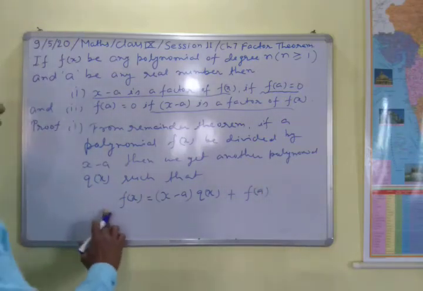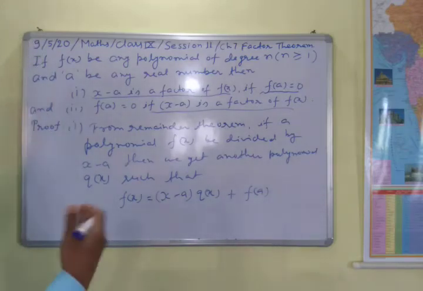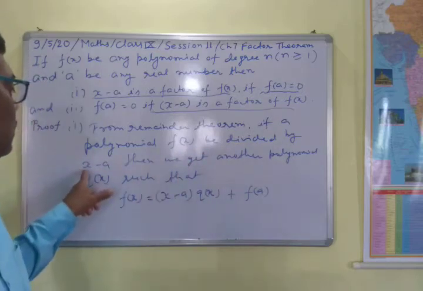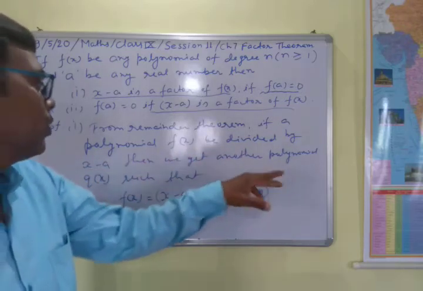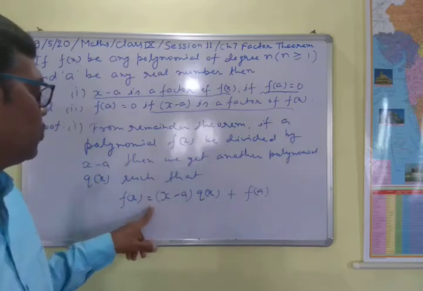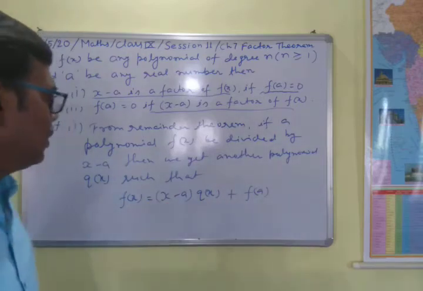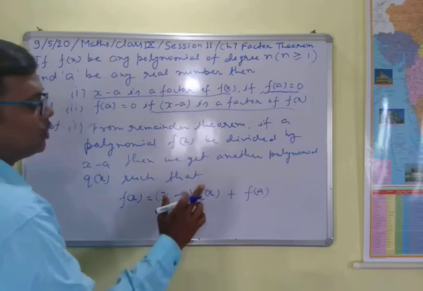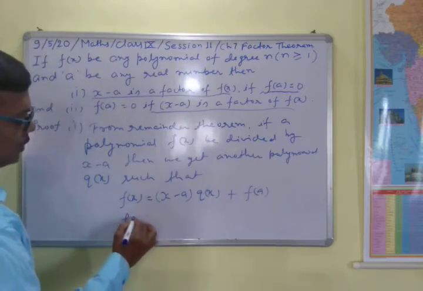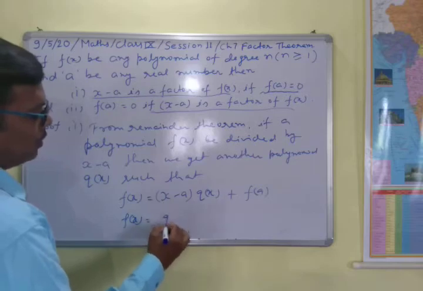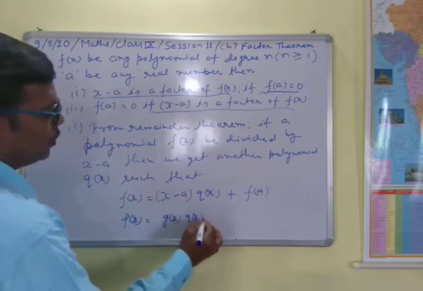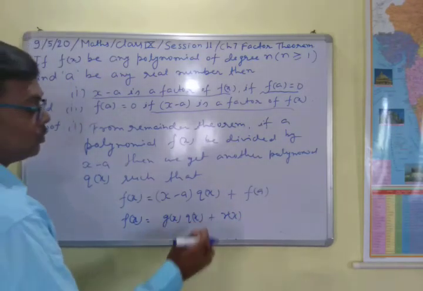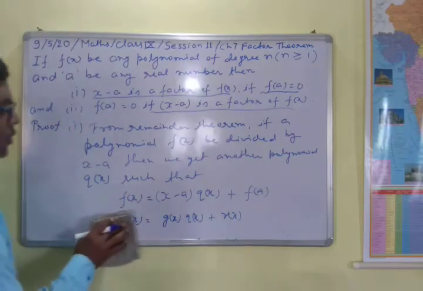This is the statement of the remainder theorem: we are given any polynomial f(x), and this f(x) is divided by any expression like x minus a, then we get another polynomial q(x), such that f(x) equals (x minus a) into q(x) plus f(a). And you will remember that this is the dividend, this is the divisor, this is the quotient, and this is the remainder. So actually the statement is f(x) equals g(x) into q(x) plus r(x), where r(x) is the remainder, g(x) is the divisor, and q(x) is the quotient.